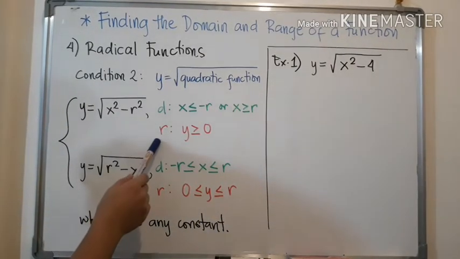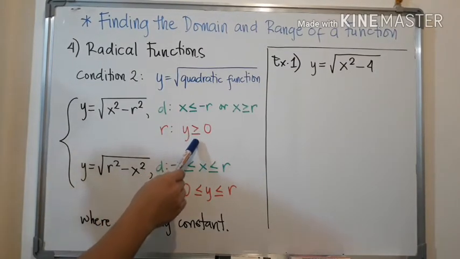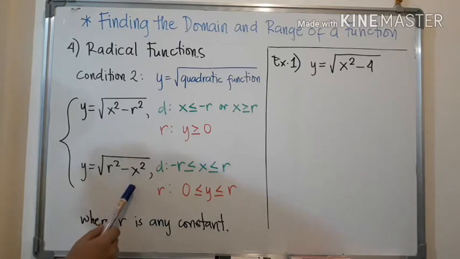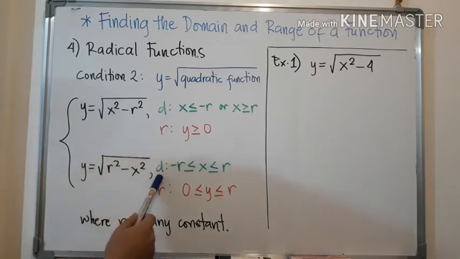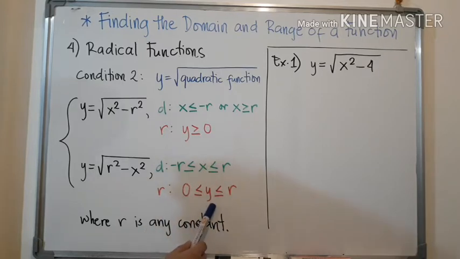And the range is the set of all y's greater than or equal to 0. For the second case, y is equal to the square root of r squared minus x squared. The domain is the set of all x greater than or equal to negative r, but less than or equal to positive r. And the range is the set of all y's greater than or equal to 0, but less than or equal to r, where r is any constant.